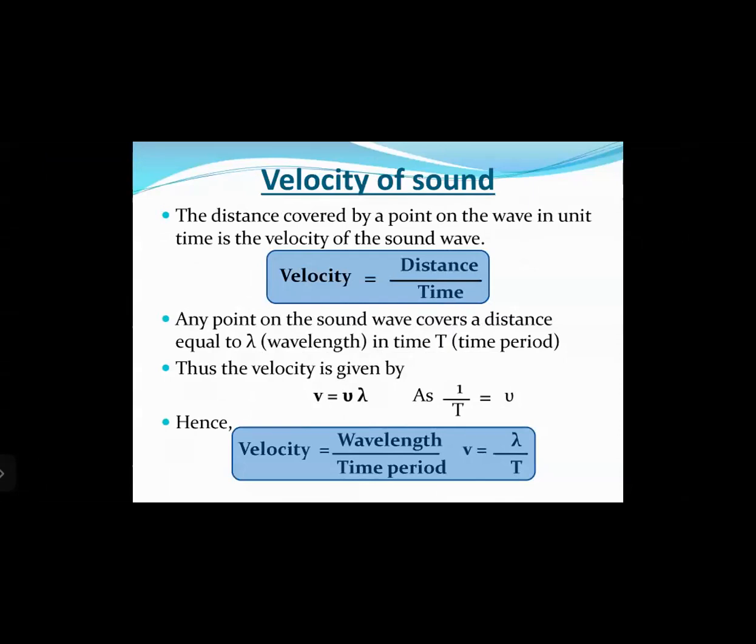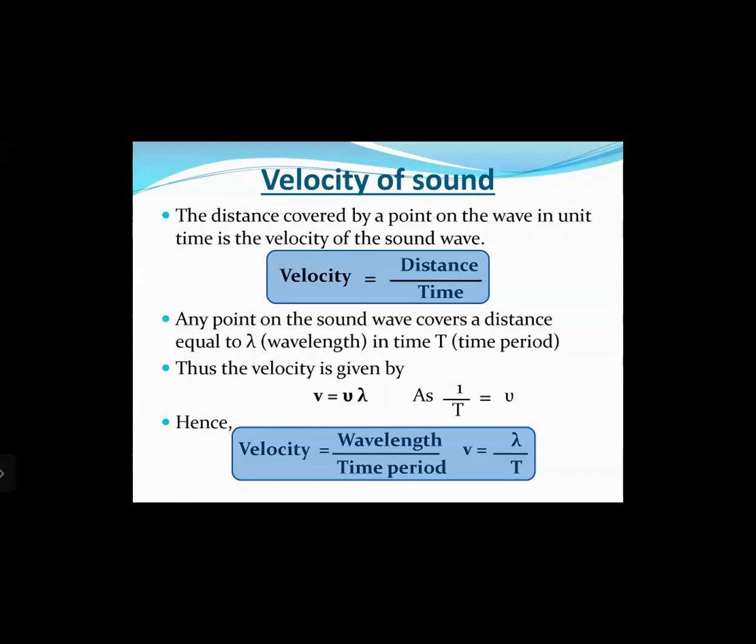Okay, then velocity of sound. The distance covered by a point on the wave in unit time is the velocity of the sound wave. We know velocity equals distance upon time. Any point on the sound wave covers a distance equal to lambda, which is wavelength, in time t, which is the time period. Thus, the velocity is given by v equals nu into lambda, where nu is the frequency and lambda is the wavelength of the sound wave.